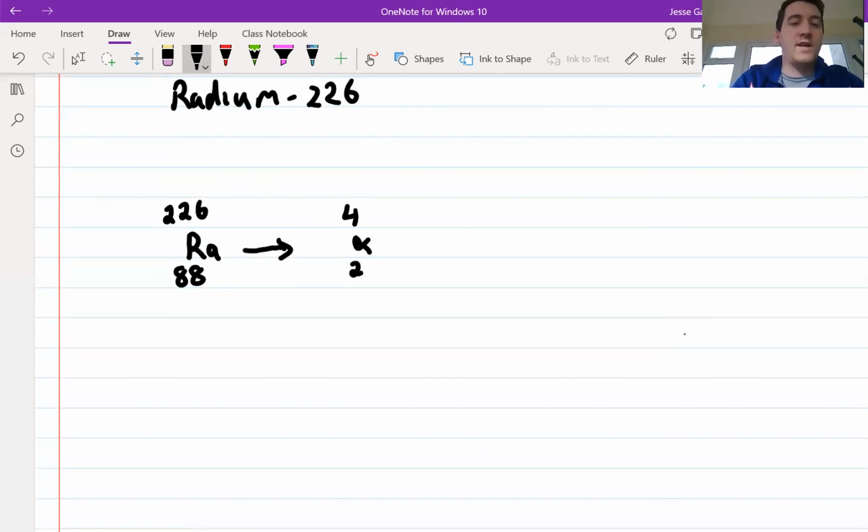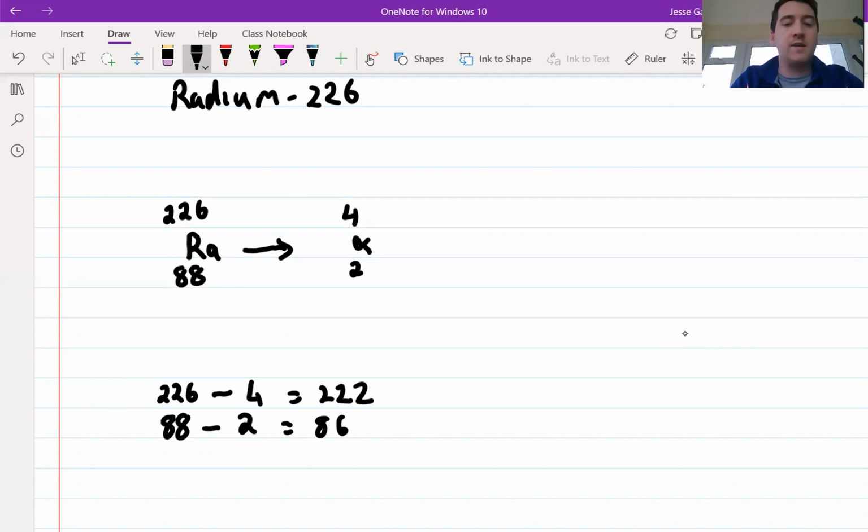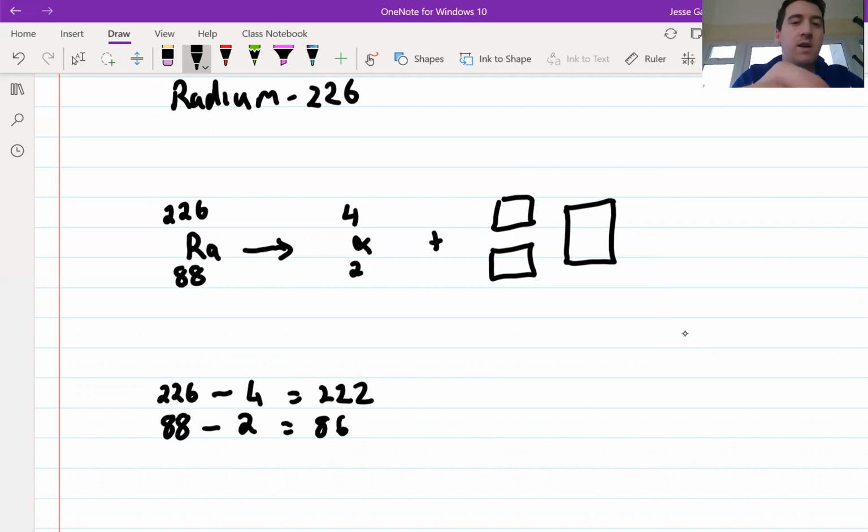Next thing we need to do is find out what the new nucleus will be. So we need to take the mass number of our radium that we're starting with, 226. We're going to take away the mass of the alpha particle, which gives us 222. Then we need to take the atomic number of radium, which was 88. This was the nucleus of radium, but we've now lost 2 of the protons, so now we've got 86. So what's left over? Well, we've got to fill in these 3 boxes. We need 2 numbers, an atomic number and a mass number, and we need a symbol. So our atomic number is 86.